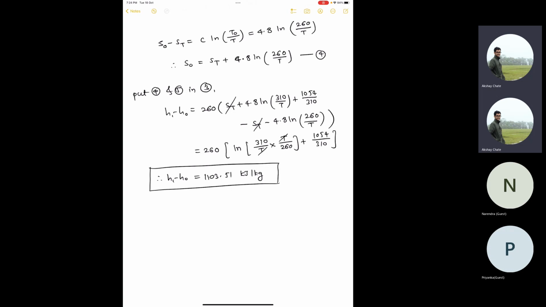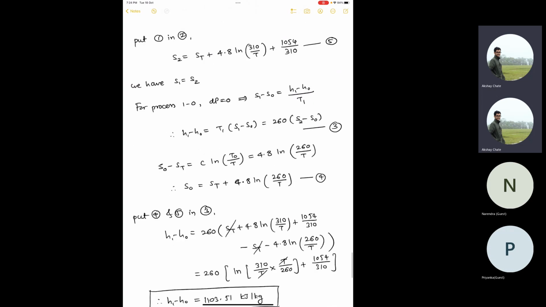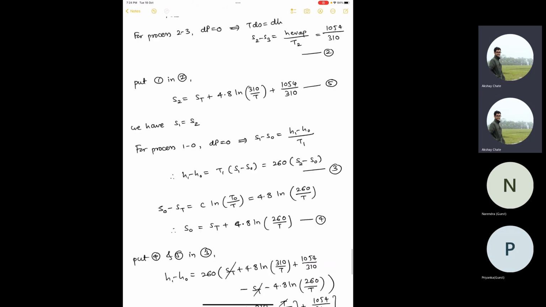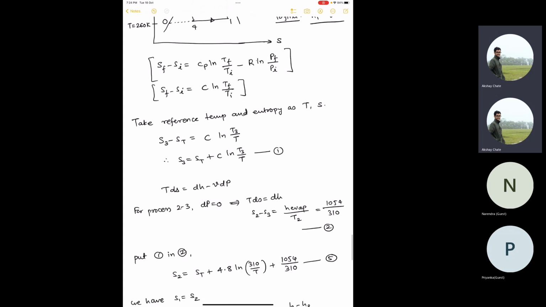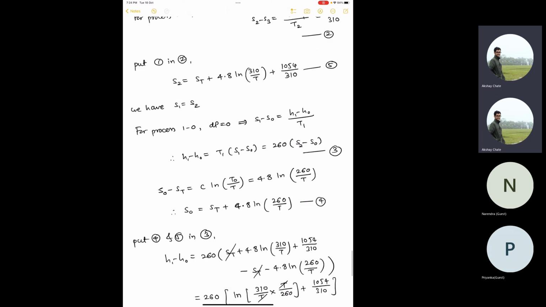So this was a tricky question actually. There is another way in which you don't write it in this elaborate way. Essentially what we did here is we assumed some reference state and reference entropy for that temperature state, and we did the manipulation using this formula, that is for liquid, SF minus SI equals C ln TF by TI. Some people directly do it that way. I find that way quite confusing. That's why I've written it in this way.